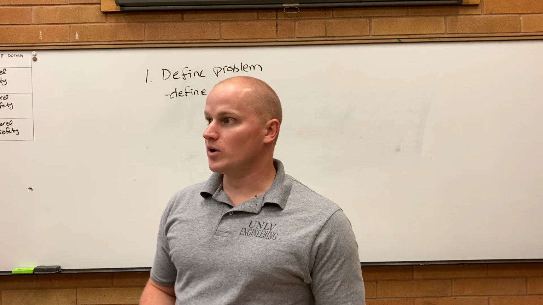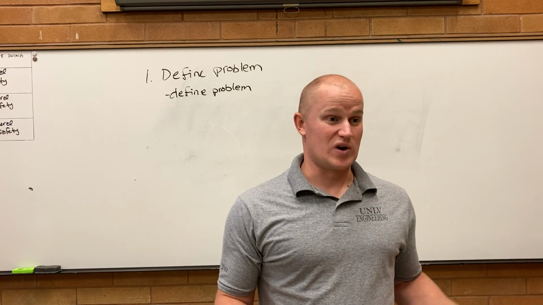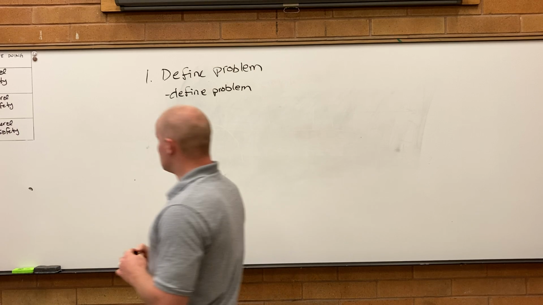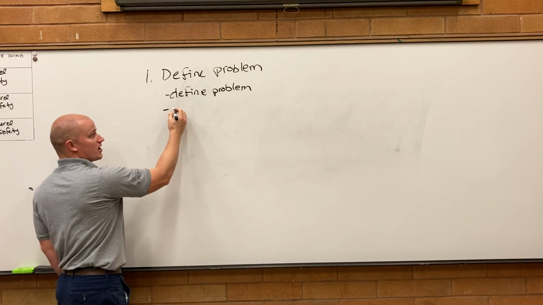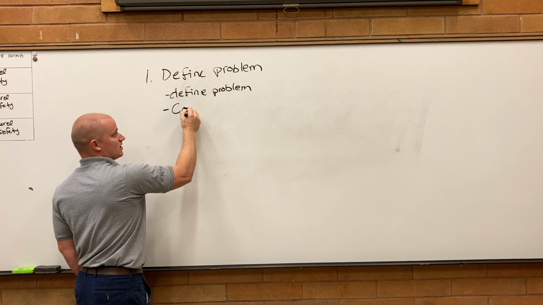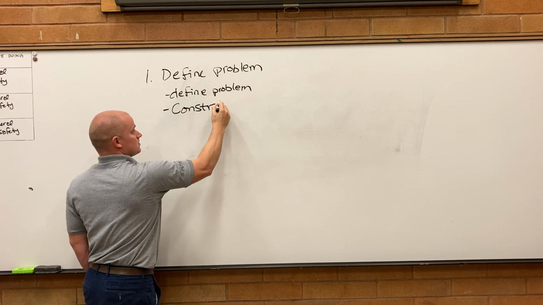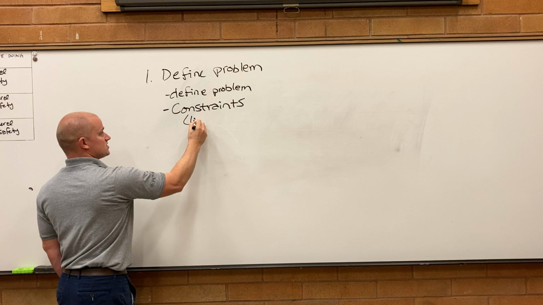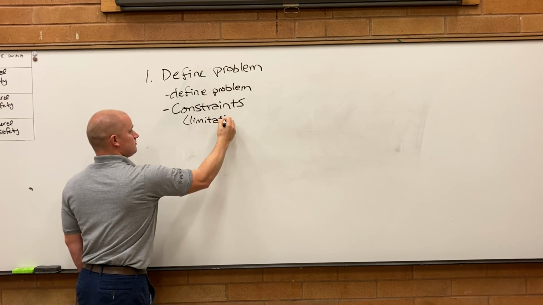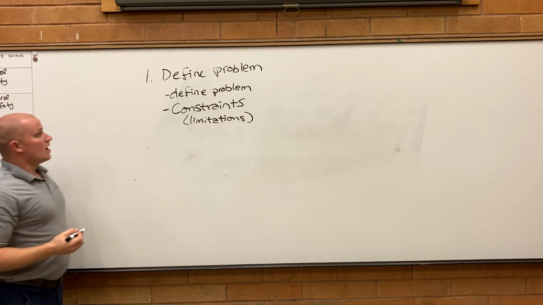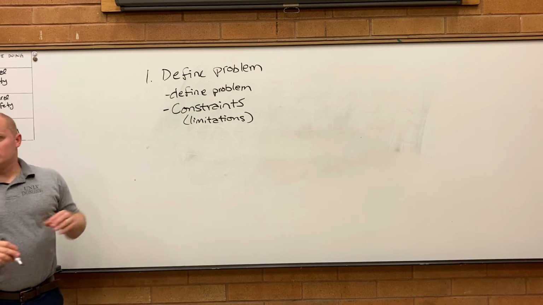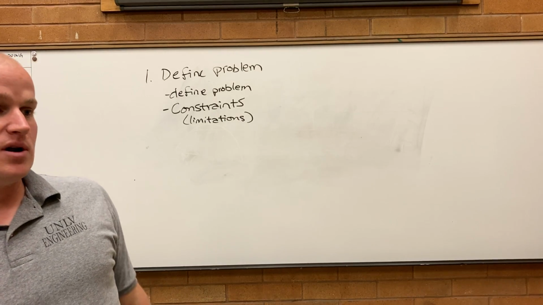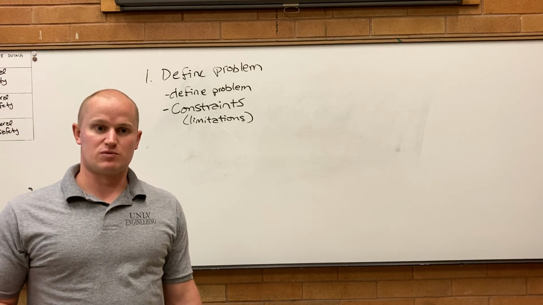But in the real world, there are always going to be some constraints or limitations on what you can actually do. So the next thing you have to do after you define your problem is you then have to figure out what your limitations or your constraints are. I'm going to call them constraints. These are your limitations. In my class, your constraints are mainly gonna be time. You've got a certain amount of time. It's gonna be supplies that I give you, and then there are gonna be specific rules for each project.